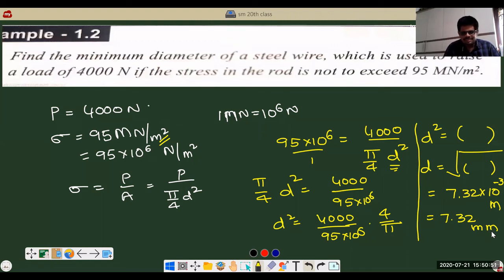Yes sir. Okay. See here, you have to observe the units. That's what I am saying repeatedly. Here the stress value is given in meganewtons per square meter of area, so the area is in square meters, and that's why the values also come in meters only. So you have to convert that into millimeters. That's all.